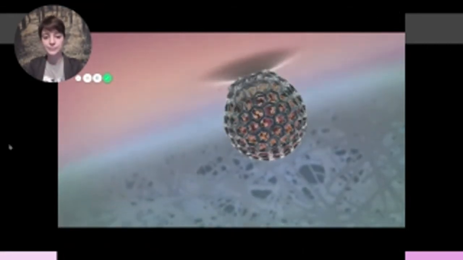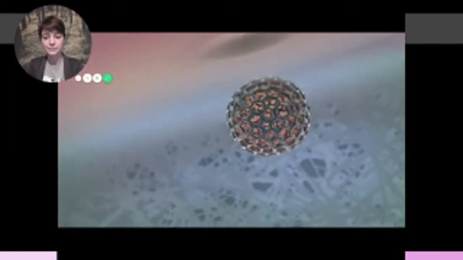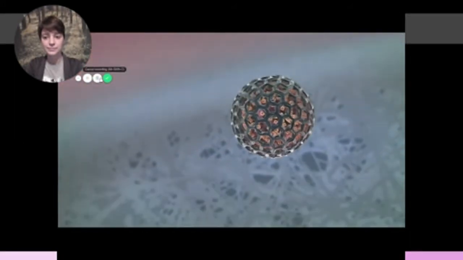Enters the cell. The virus is internalized in a membrane-bound capture vesicle that carries the viral core.